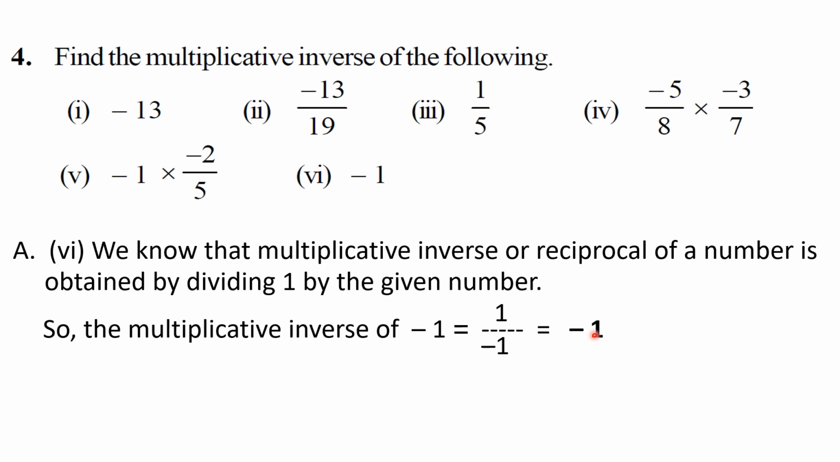Similar is the case with 1. Multiplicative inverse of 1 will be 1 upon 1 is equal to 1. So these are two numbers, 1 and minus 1, whose reciprocals or whose multiplicative inverses are the same. These two numbers are unique numbers in this respect, that their multiplicative inverse is the same as the numbers themselves. So multiplicative inverse of 1 is equal to 1 and multiplicative inverse of minus 1 is equal to minus 1. Just remember this. These type of questions come in multiple choice questions, fill in the blanks questions, or true and false statements type questions.